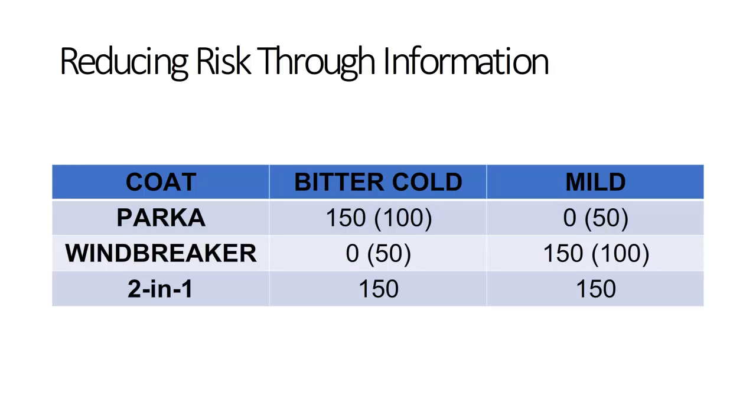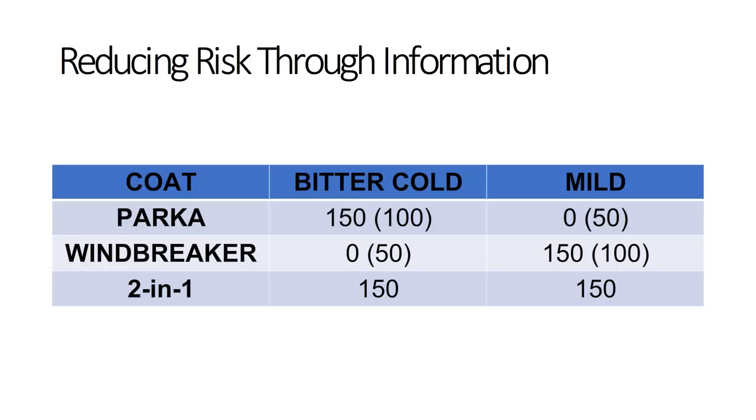Information can also reduce risk. Consider our coat example one more time. Suppose we have new information, a better forecast of the weather. Now we know that bitter cold is even colder than we thought, thus increasing the value of the parka and reducing its utility in mild weather. Likewise, mild weather is more extreme than you thought, thus producing the opposite effect.